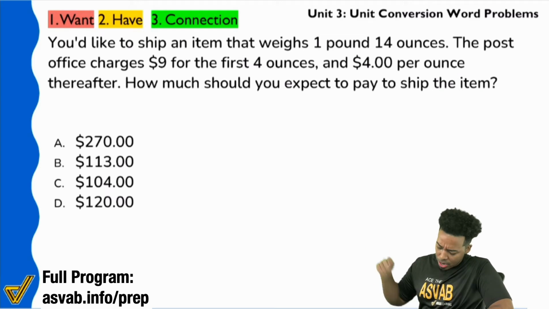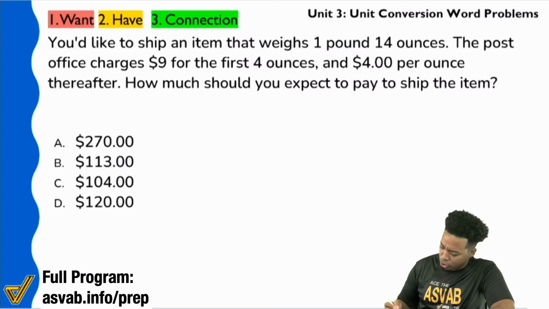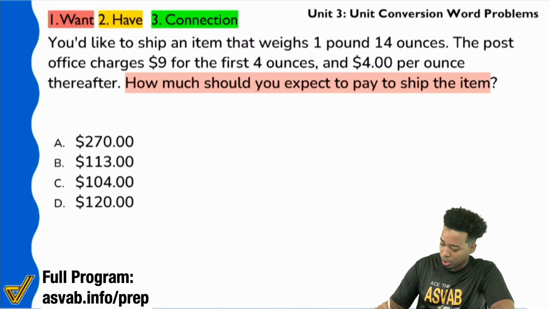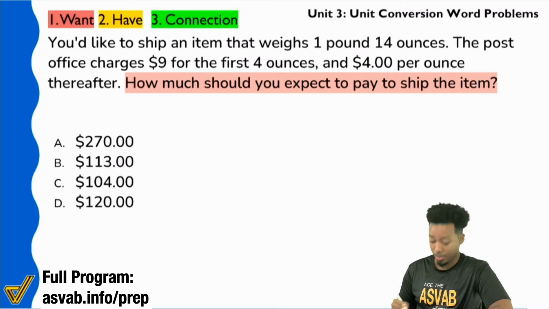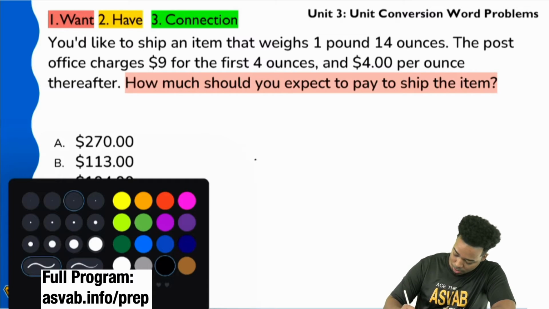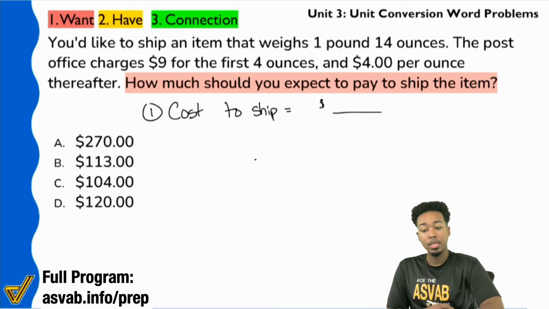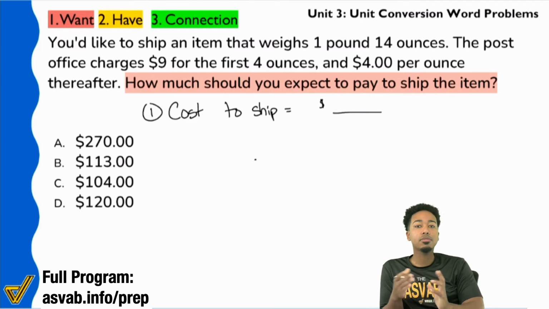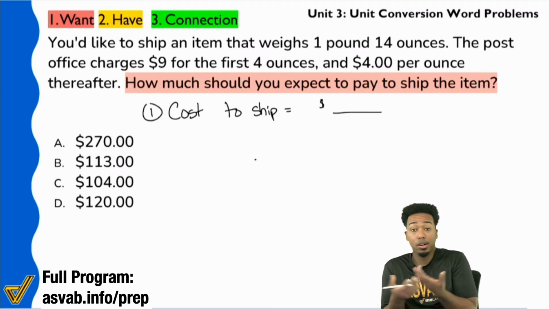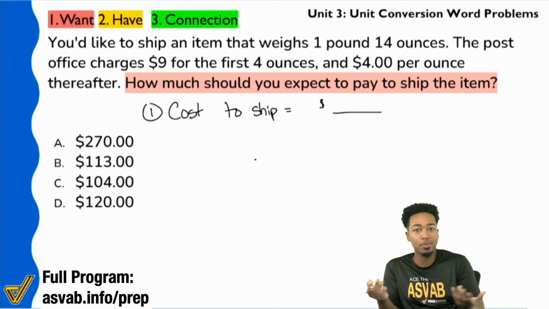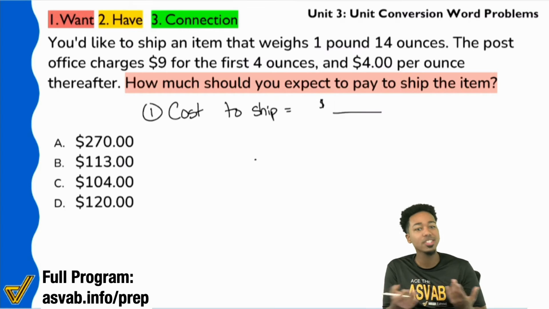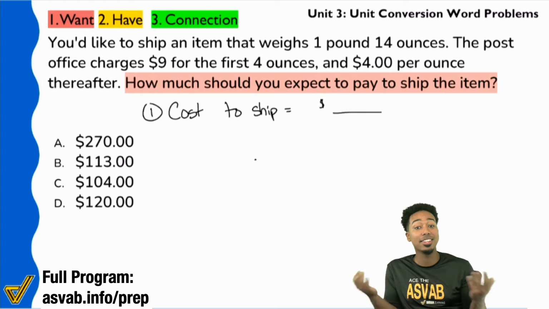But here we go. We see, how much should you expect to pay to ship the item? So cost of shipping, I'm going to say that right here. Step 1, cost to ship equals blank dollars. Now we're going to immediately go to the information because we want to know, well, what do we have? What are we shipping? How much does it cost? What are the rules? And then we're going to stitch it all together and find out how much it is.